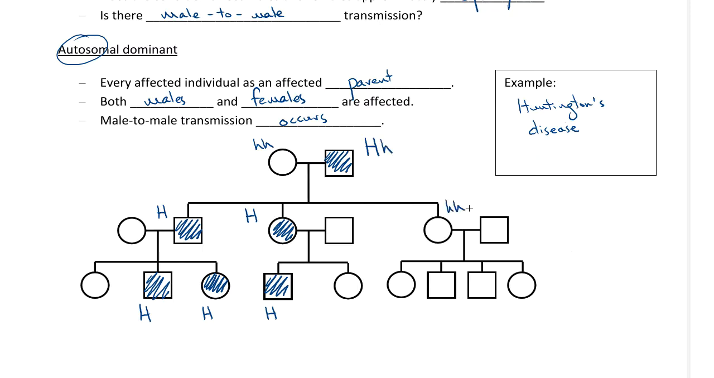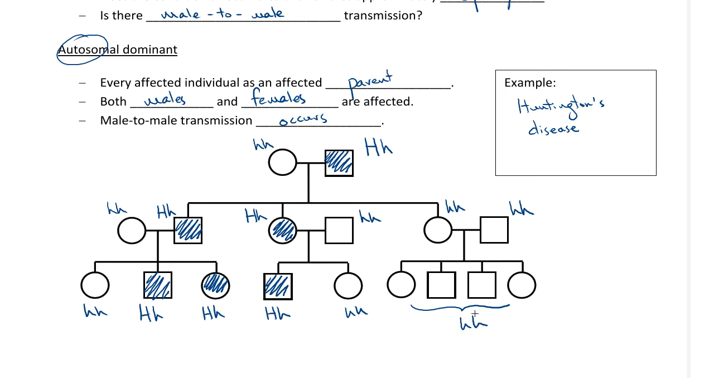This person is homozygous recessive, and because their partner is also unaffected, they must be homozygous recessive too, and therefore they can't transmit the allele for Huntington's disease to their offspring. We can similarly work out that all of these individuals must be heterozygotes. This individual is homozygous recessive, as is this, and so we can go from there. And all of these kids are homozygous recessive as well. So you can see that using a little bit of logic, we can work out what all of the genotypes are. So this is an autosomal dominant pattern of inheritance.